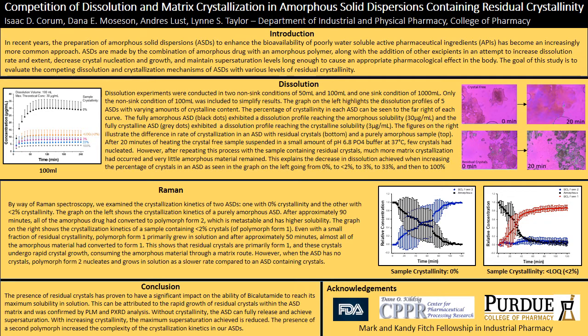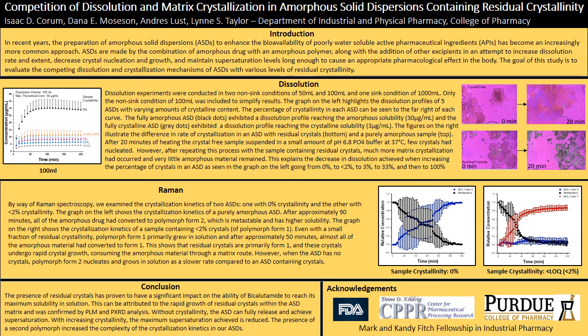The figure on the left highlights the dissolution profiles of 5 ASDs with varying amounts of crystalline content. The percentage of crystallinity in each ASD can be seen to the far right of each curve. The fully amorphous ASD, which is represented by the black dotted line, exhibited a dissolution profile reaching the amorphous solubility of 30 micrograms per milliliter. The fully crystalline ASD, represented by the gray dotted line, exhibited a dissolution profile reaching the crystalline solubility of 3 micrograms per milliliter.